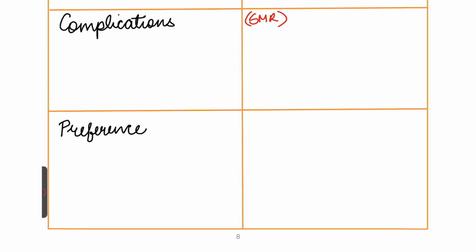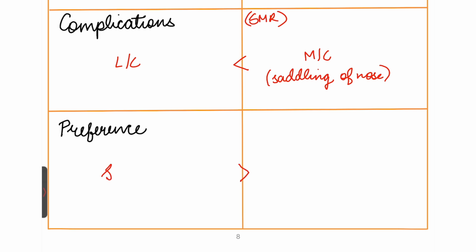Therefore, complications are going to be more in SMR. And in septoplasty, less common complications. One example of a complication that can arise is saddling of the nose. According to you, which surgery will be preferred? Septoplasty will be preferred. Why? Because of less complications. Nowadays, septoplasty has replaced SMR. We are done with the differences.